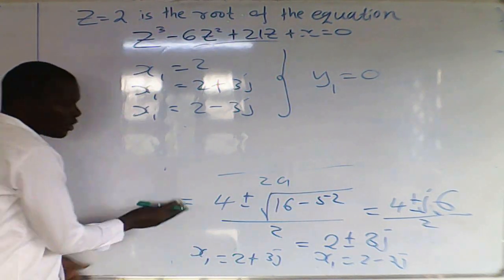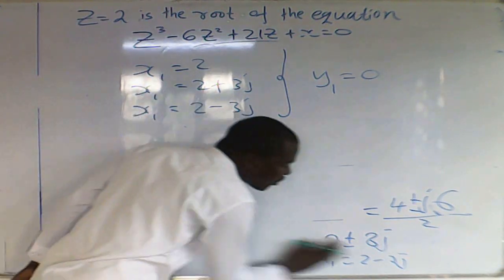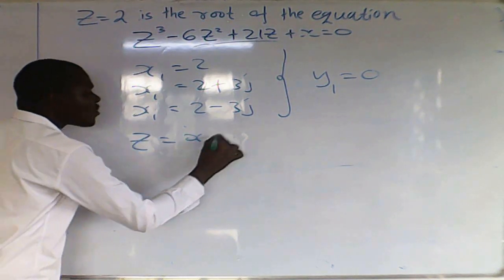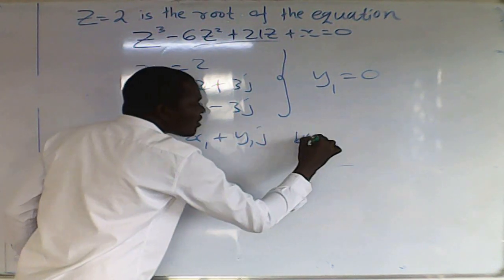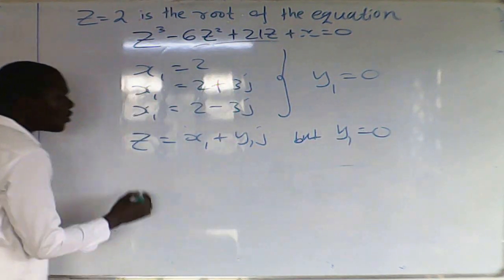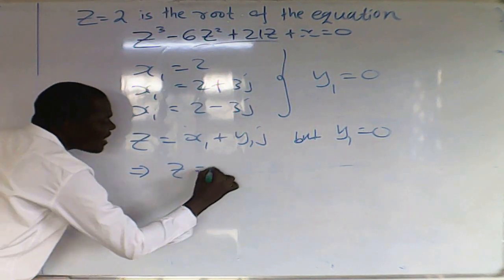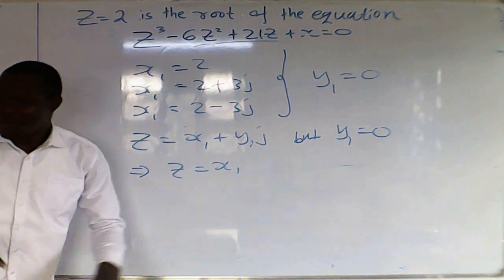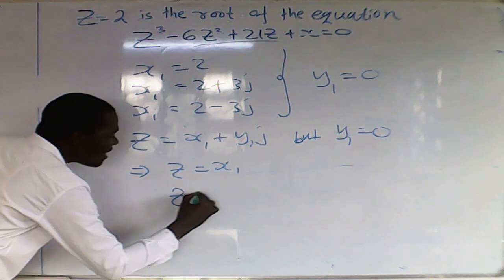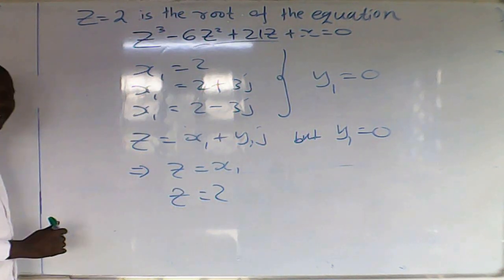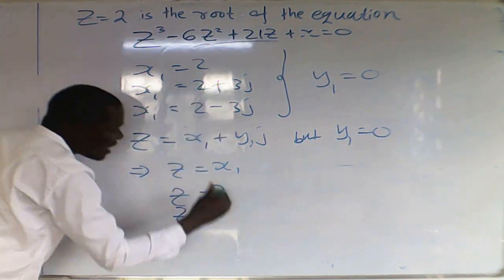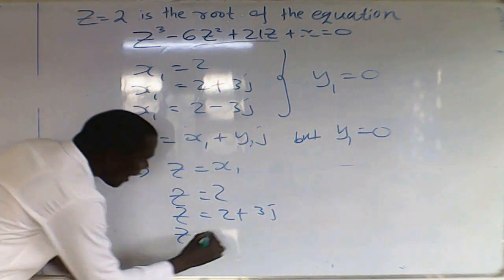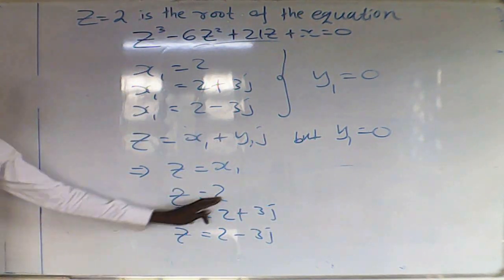So we now want to get the roots of the complex number z, which is x1 plus y1 j, but y1 is equal to 0. Where y1 is 0, it simply implies that z is equal to x1. So the values of x1 are the values of z, because y1 is 0. Are you seeing that? So z is equal to 2, z is 2 plus 3j, and z is 2 minus 3j. So these are the roots of that equation.